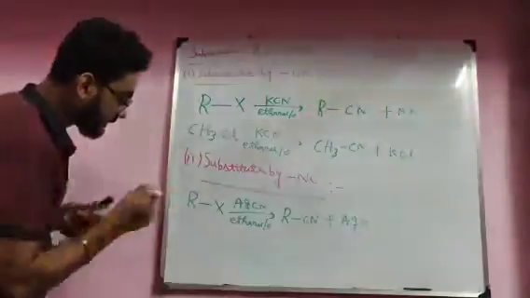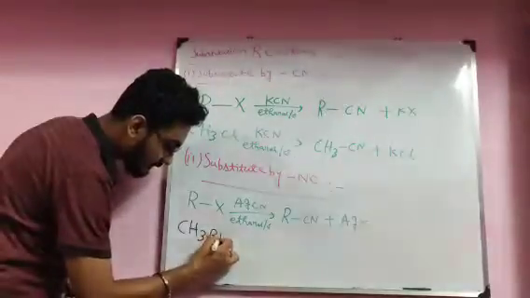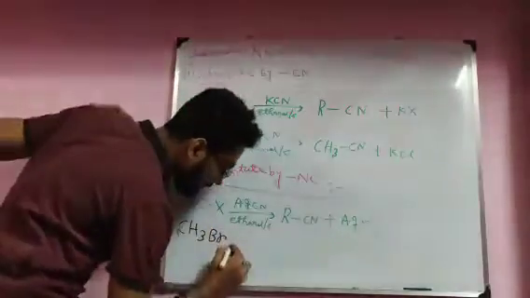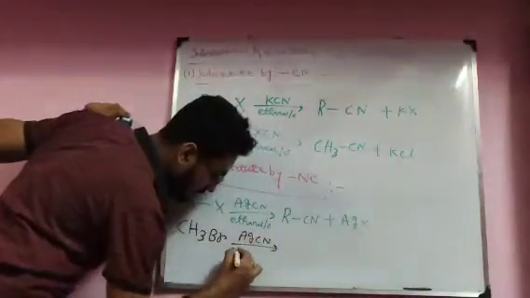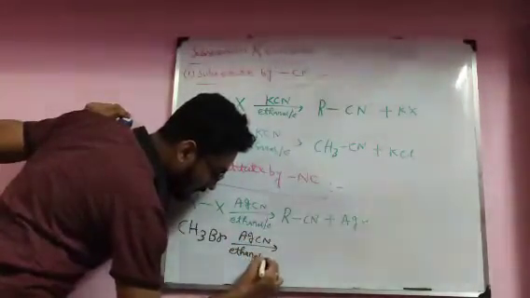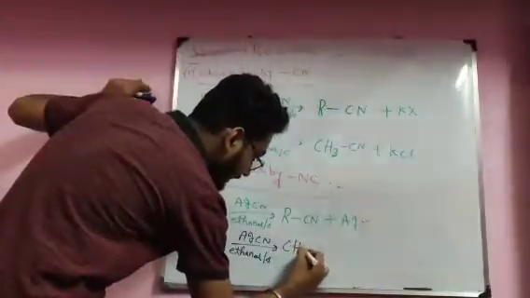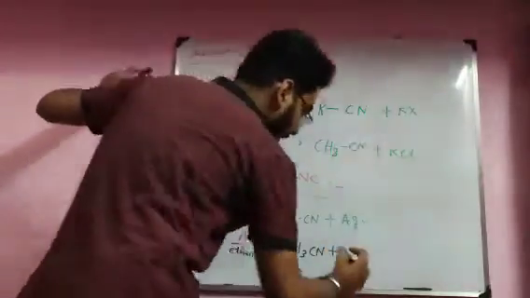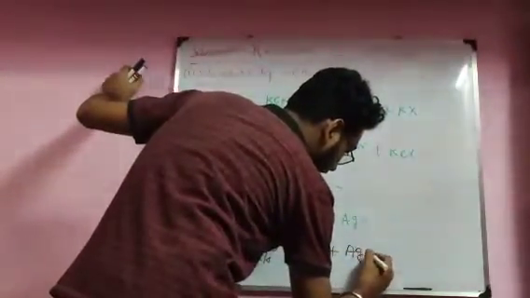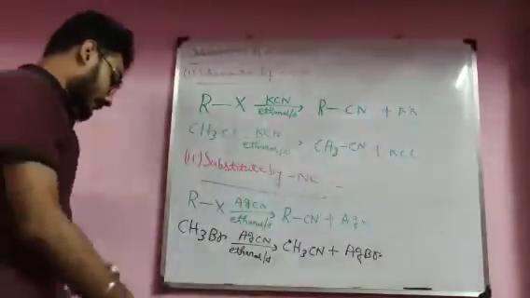If we take CH3Br, the reagent is AgCN, ethanol and heat, then the product will be CH3NC plus AgBr. Okay, this is substitution.